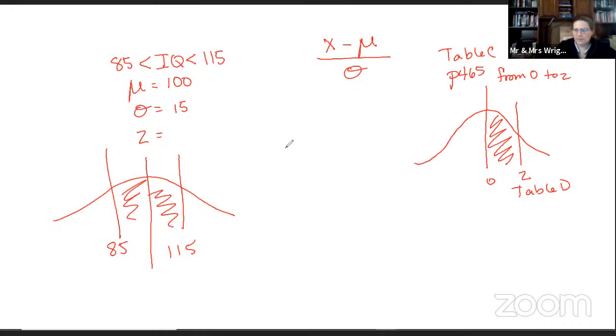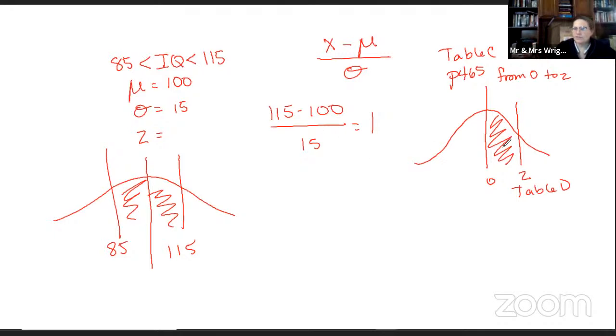If you notice, well, let's go ahead and do this. Let's go ahead and do 115 minus 100 divided by 15. Plug that into your calculator, you're going to get 1. Do you remember what a z-score is? A z-score means how many standard deviations away from the mean are you looking to go?